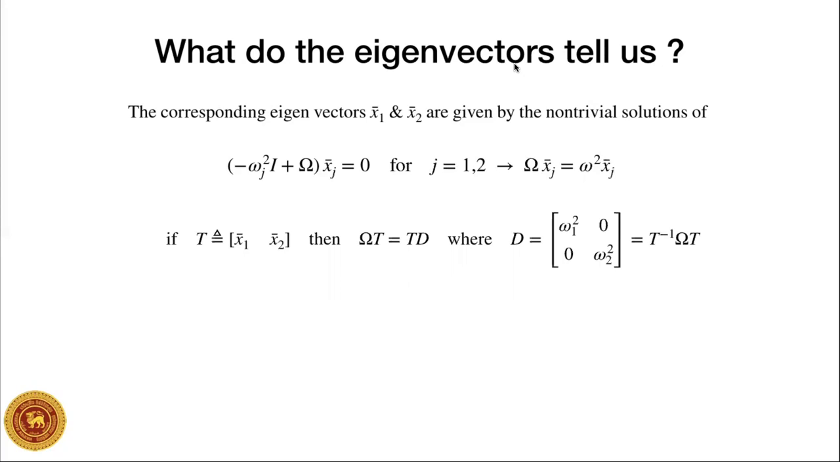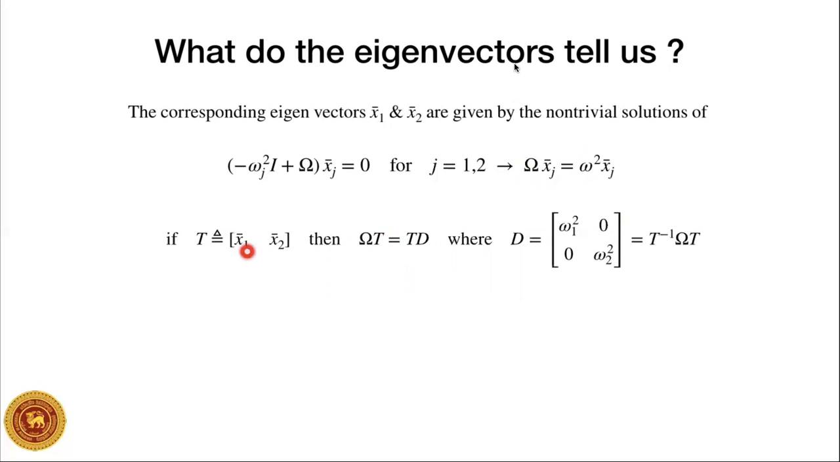So if you put the eigenvectors in columns and form a new matrix called T, we easily see that omega times T, so if you multiply omega times T, it should be equal to what? Omega times xj is this. Therefore, omega times T is something like T D, where D is this. That follows from this. So this expression is what we have written down over here in a compact way.